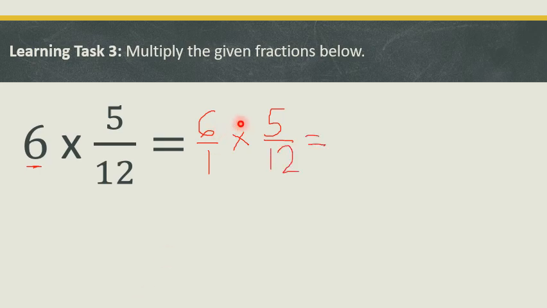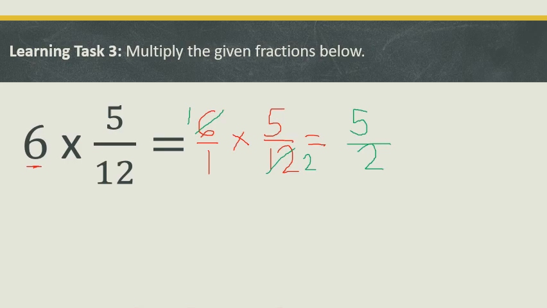Okay, so tingnan muna natin kung may common factors. Ang 6 at 12 po ay may common factor po ba? Yes. Anong common factor nila? 6. Kung 6 ang common factor, so 6 divided by 6 ay 1. 12 divided by 6 ay 2. How about yung 1 and 5? May common factor po ba sila bukod sa 1? Okay, wala na po. So, pwede na po tayong mag-multiply. 1 times 5 is 5. And 1 times 2 is 2.